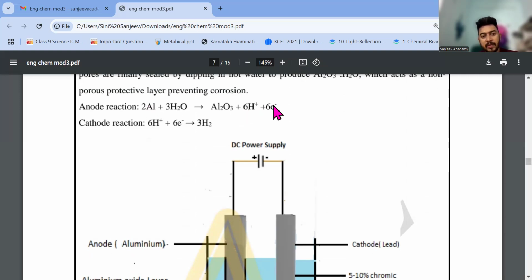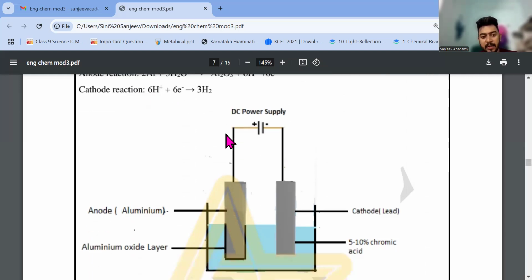Aluminium anode will give electrons, and these electrons are taken to the cathode. In this acidic medium, 6H+ gives hydrogen. Hydrogen gas is liberated.